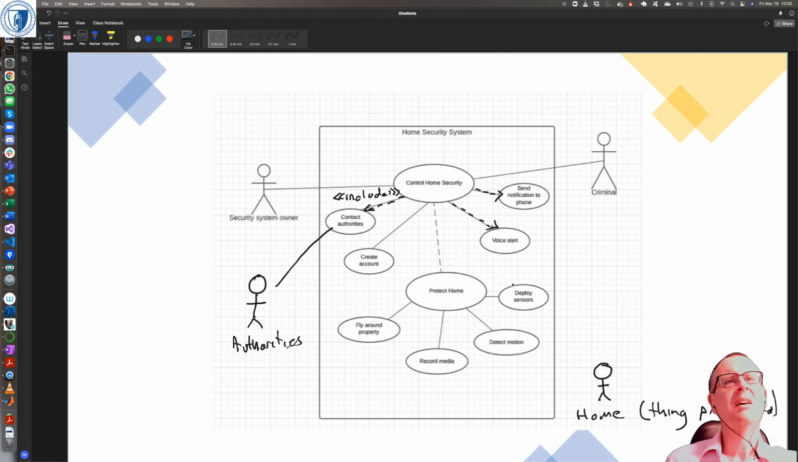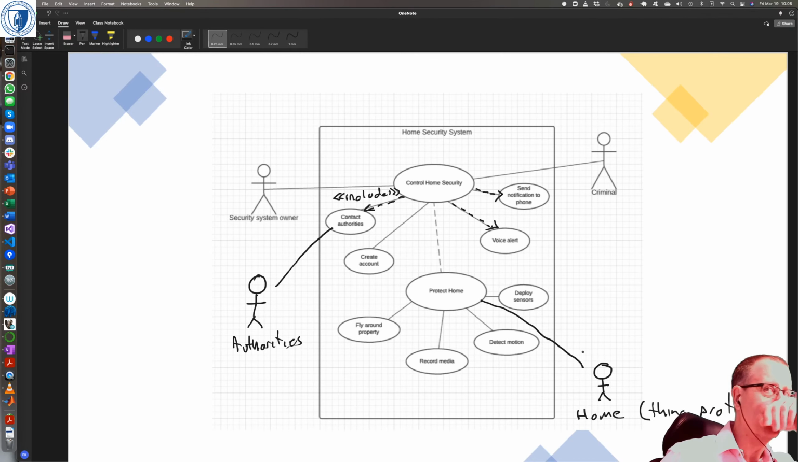there's deploying sensors, there's detecting motion, and there's flying around the property, all of which, and again, just like the security system owner gets a voice alert and the security system owner can have a notification sent to their phone, I would probably just connect the protect home directly with the home, and then all of the ellipses under protect home also apply to the home, right? That way, otherwise you just end up with too many lines.